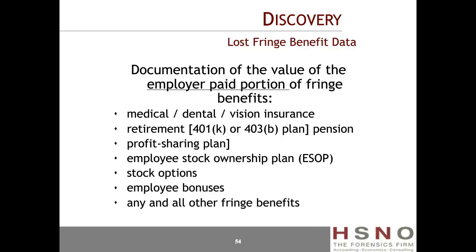That's just a quick breakdown of things you want to look for: medical insurance, retirement, 401k or 403(b), which would be for government employers, pension, profit sharing plans, employee stock ownership plans, those have value, stock options, employee bonuses, any and all other fringe benefits.